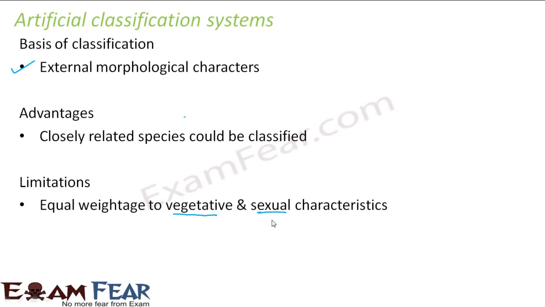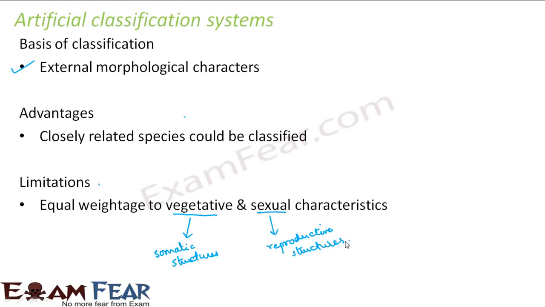Now, when I talk about sexual characters, I am talking about the reproductive structures. So we can note it down here. When I talk about vegetative characters, I am talking about the somatic structures, that is the structures of the plant body. When I talk about the sexual characteristics, we are talking about the reproductive structures. Now, these reproductive structures are again different in different types of plants.